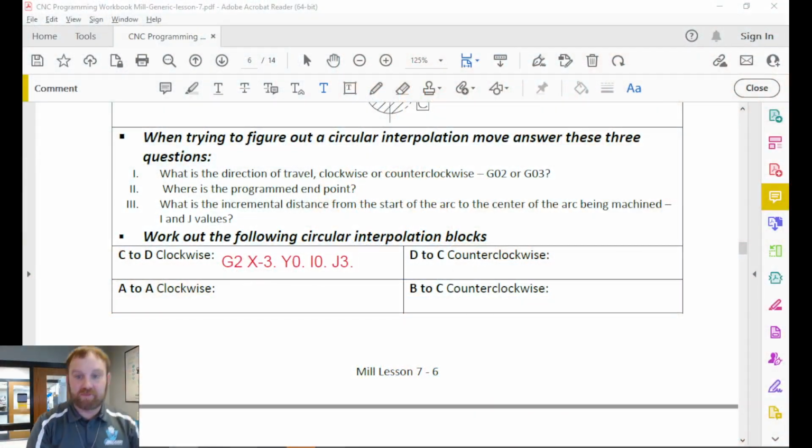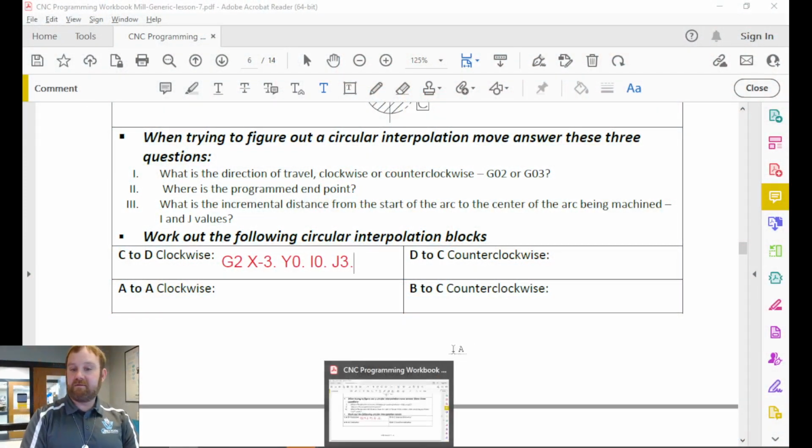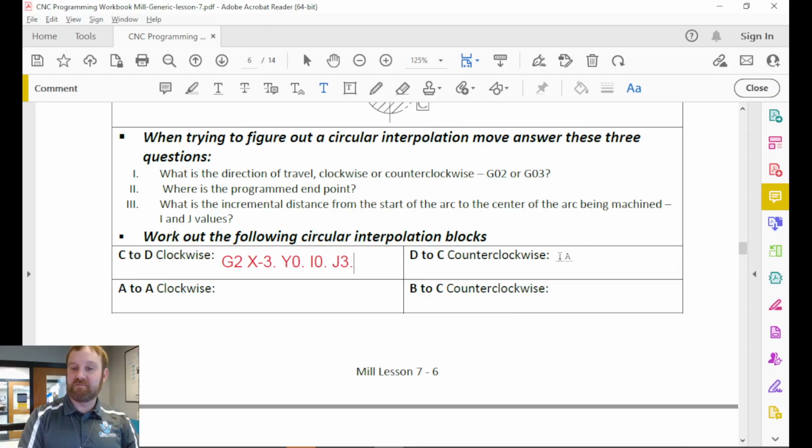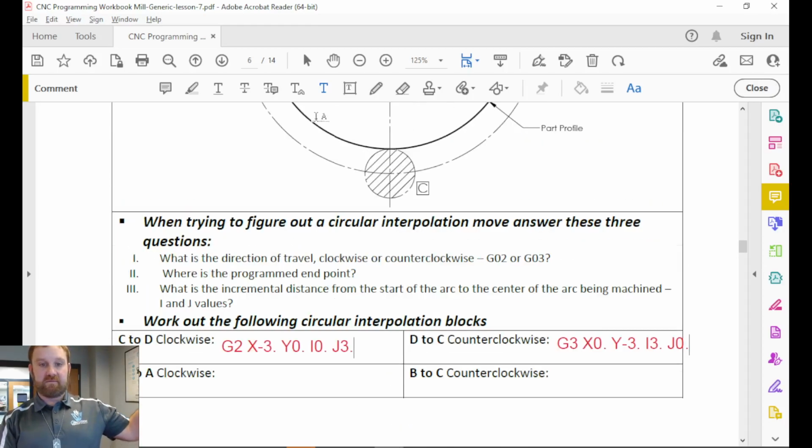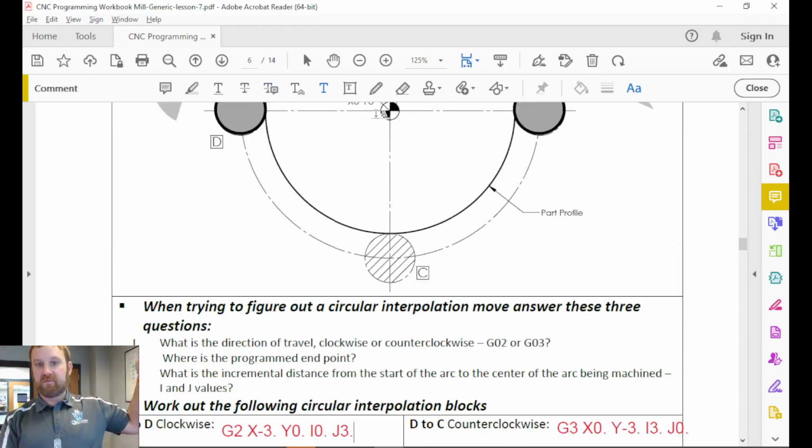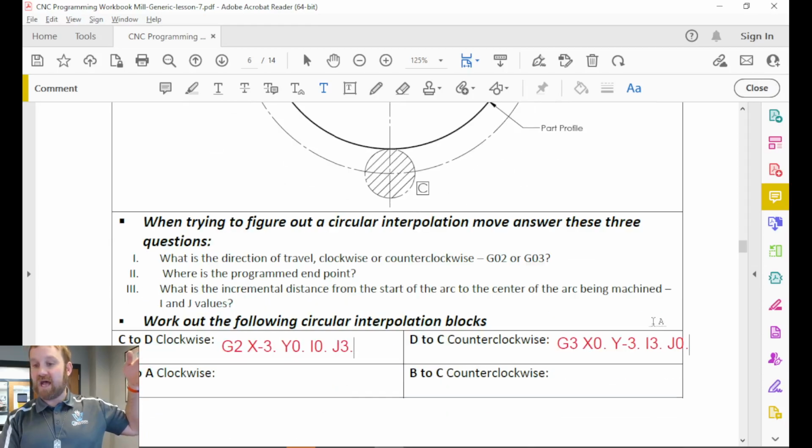It is time to go through these. Keegan, you're first. Let's do from D to C here. G3, X0, Y negative 3, I3, you're right, yep, J0. Yep, you're good, because it's from D to the center of rotation. It's 3 inches in the X direction, so it's an I3, J0.